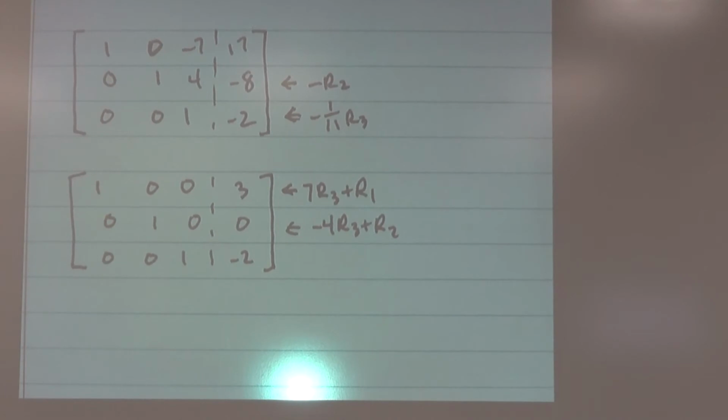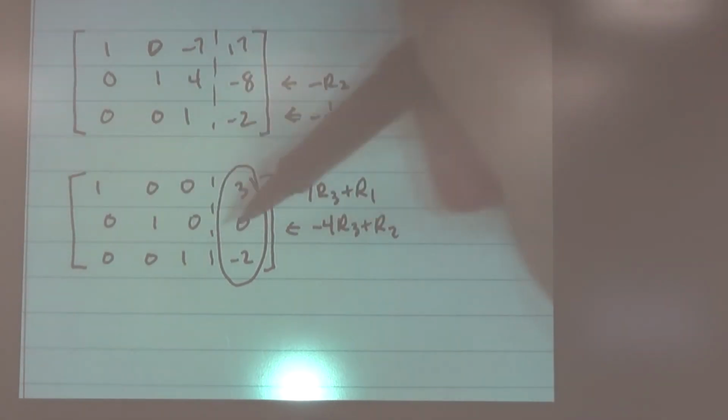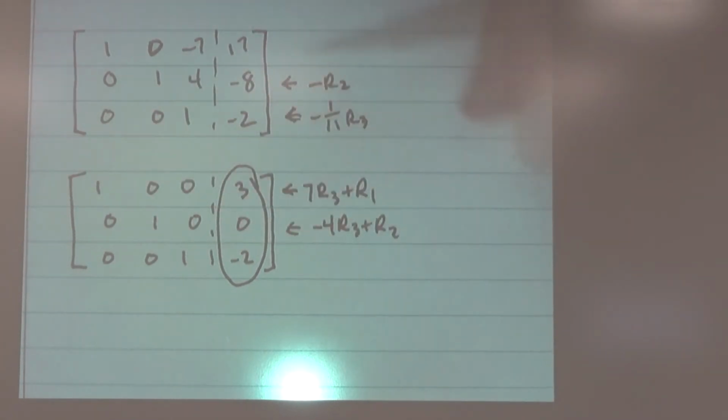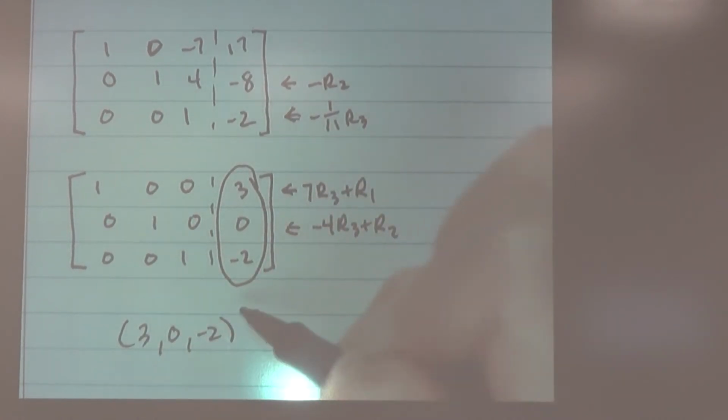So the nice thing about Gauss-Jordan is we've got our solutions. 1x equals 3, 1y equals 0, 1z is equal to -2: 3, 0, -2.